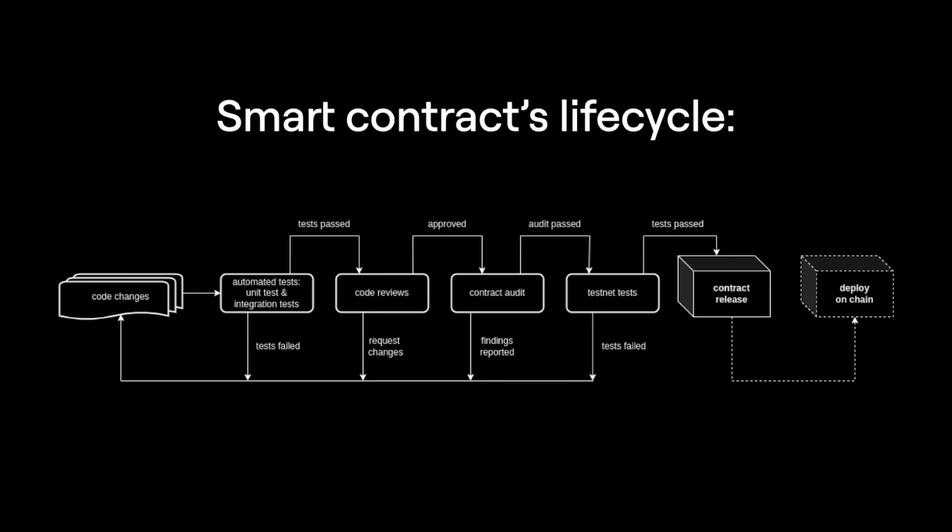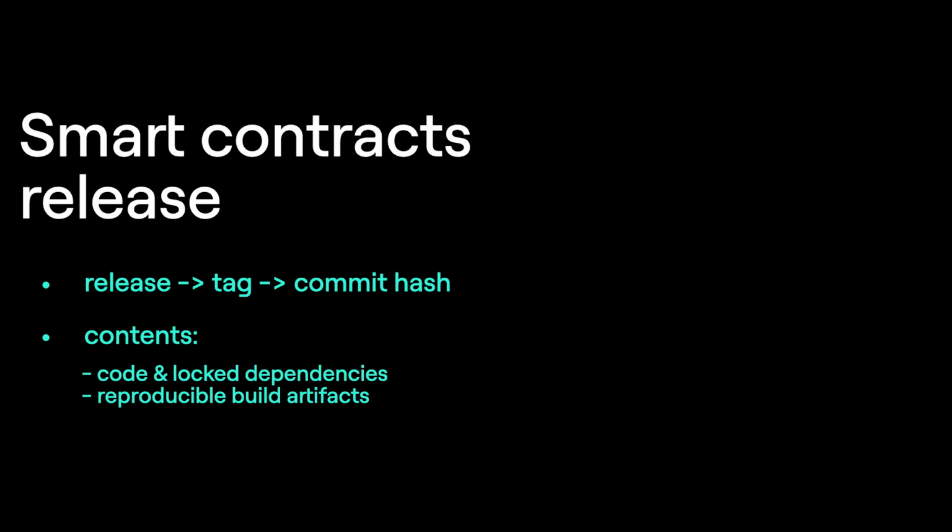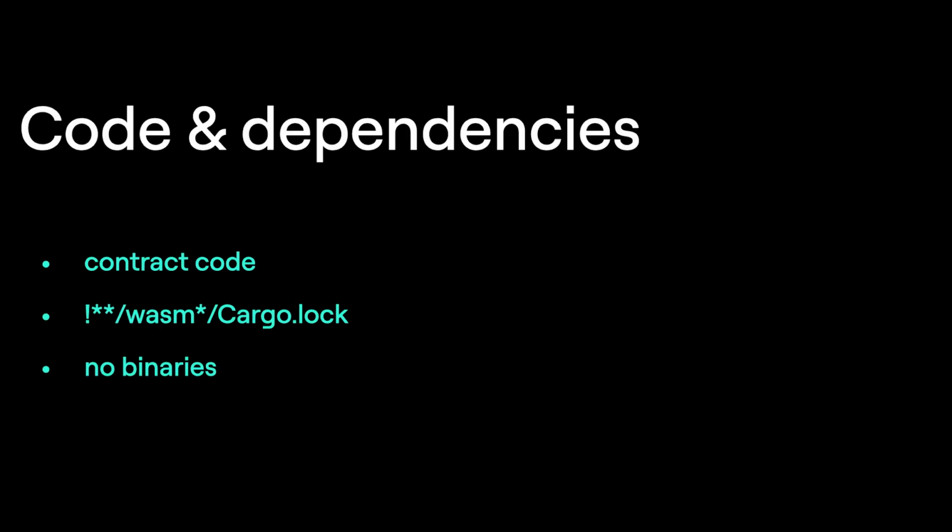Okay, so what does a smart contract release contain? In this case, we have two parts. The first part is what's caught under the commit hash. So this would be what's in the repository. We only store here the code, configuration files, and so on. We'll talk a little bit more details later. And the second part is some reproducible build artifacts. These are done automatically and attached to the release. We'll talk about them.